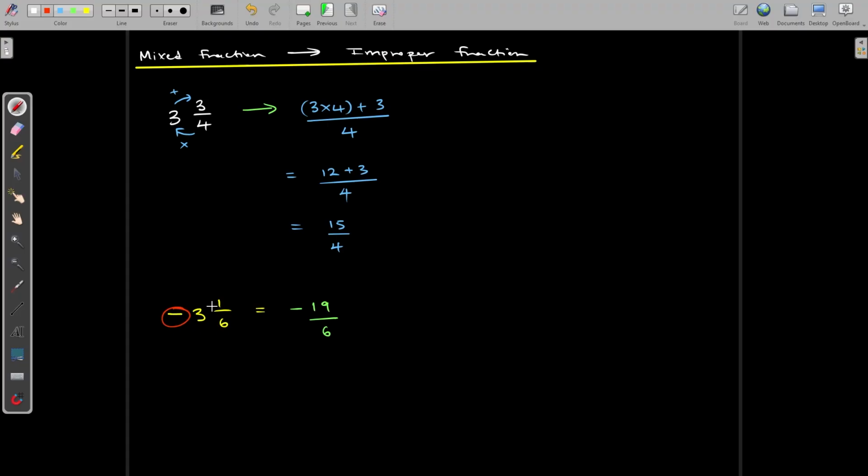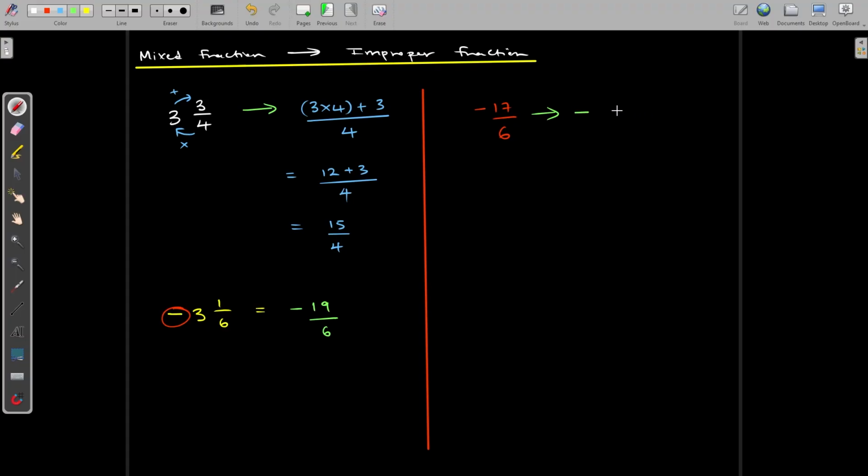If you work it with the negative sign, you're going to get negative 17 over 6. Let's look at negative 17 over 6. If we have negative 17 over 6, how do we convert from an improper fraction to a mixed fraction? We simply divide the numerator by the denominator, and put the remainder over the denominator. So what is 17 divided by 6? How many times can it go into that?